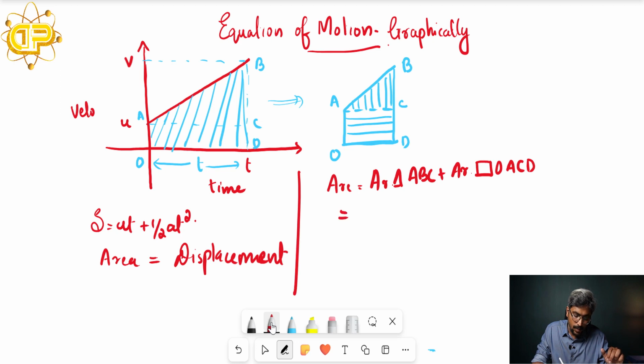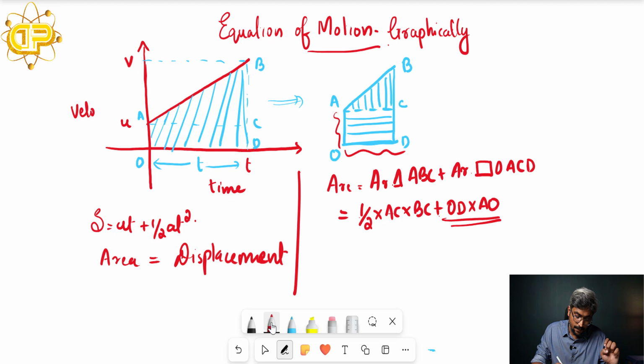So what happens there? Area of the triangle is half into base, base means AC, into height, height means BC, plus the area of the rectangle, length into breadth, so OD into AO. So OD into AO is the rectangle's area, and half into base AC, this is the base, into height BC, this is the height.